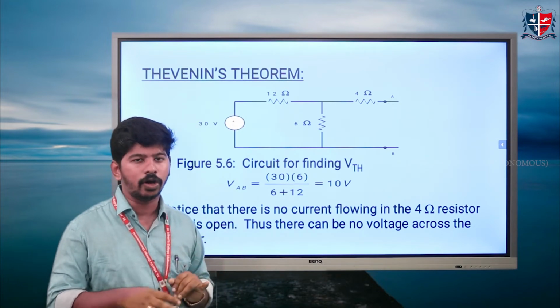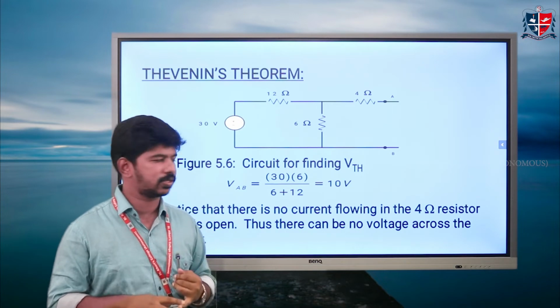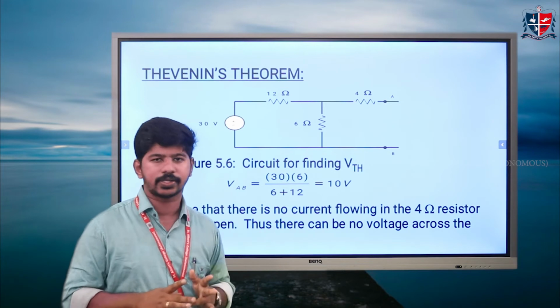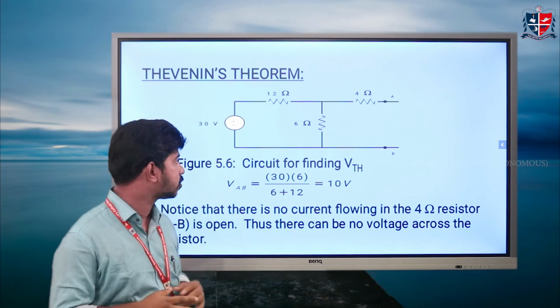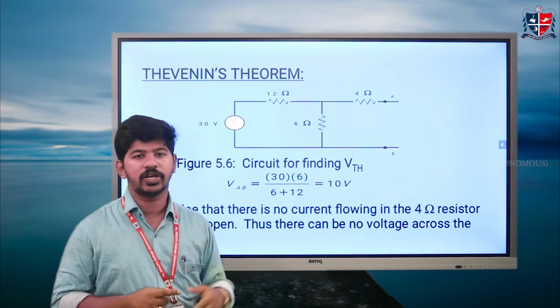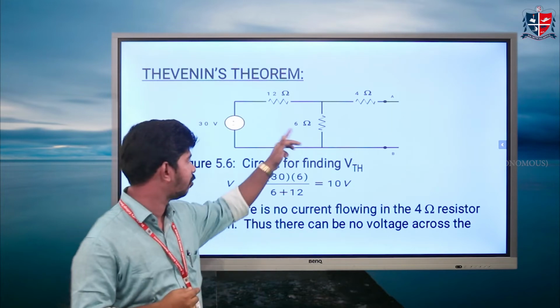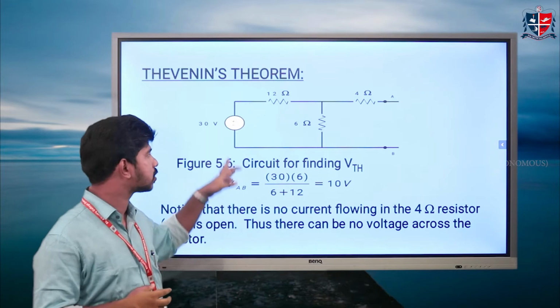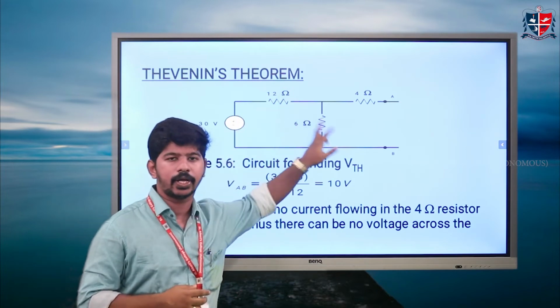Okay, so we need to know the current passing through the 6 ohm resistor as well as the resistance. We already know it is 6 ohm. R is 6 ohm. Now, what we need to determine? We need to determine the current that is flowing through the 6 ohm resistor. How will we determine the current? Current is nothing but voltage by the resistance.